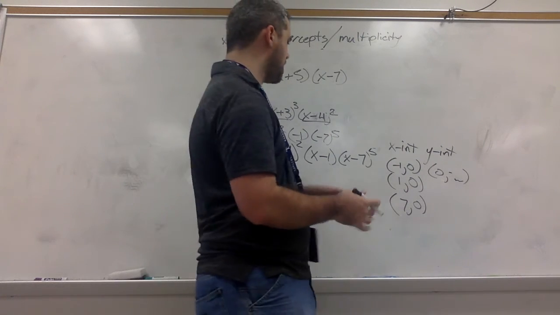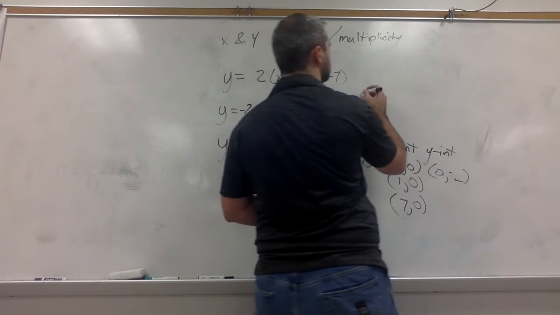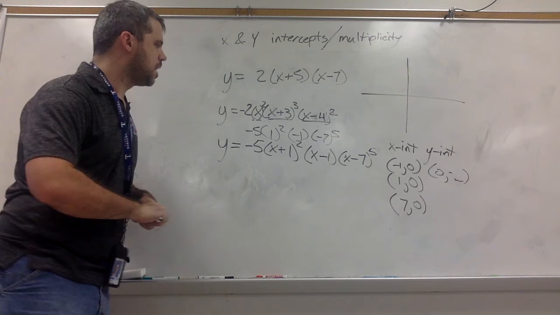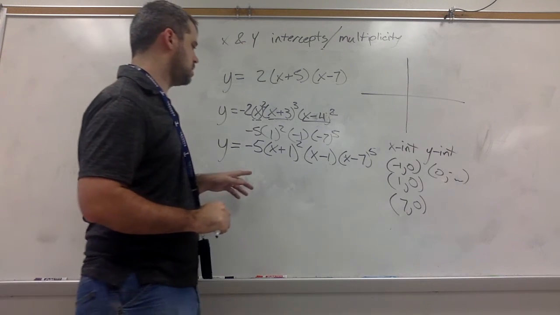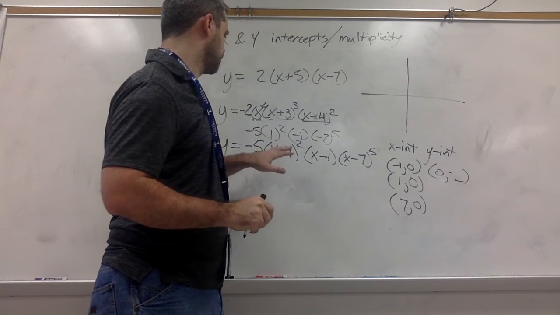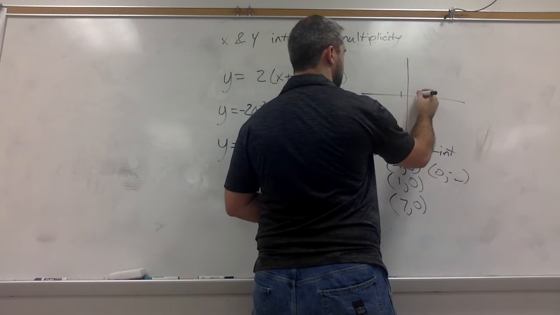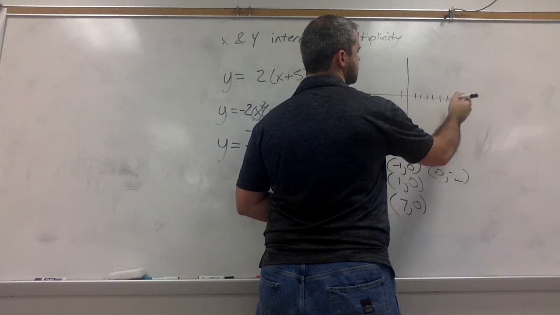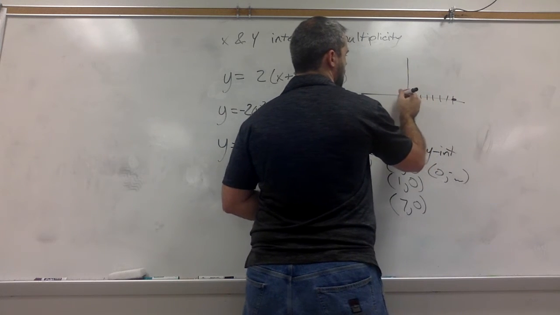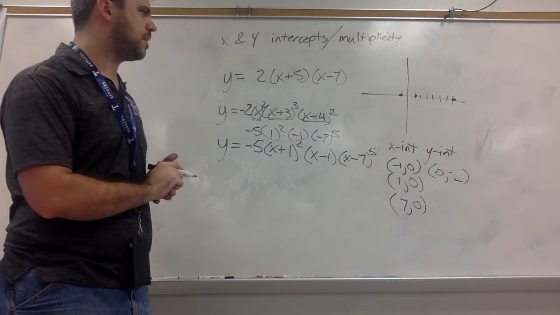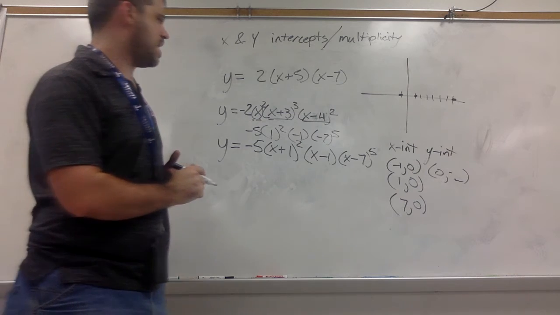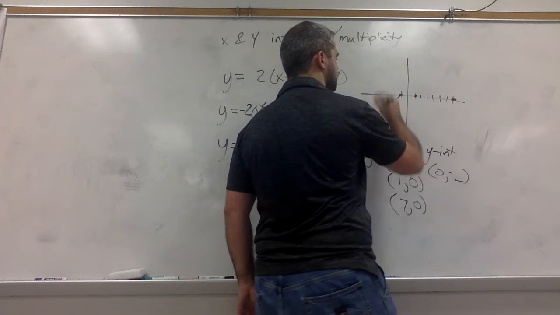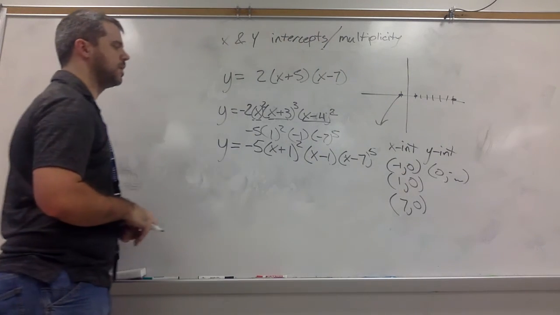Okay? Now let's graph this. Our roots again are at -1, 1, and 7. 1, 2, 3, 4, 5, 6, 7. Okay, so there's where our roots are. That's where our x-intercepts are. And remember, we're doing this. So this is going that way.